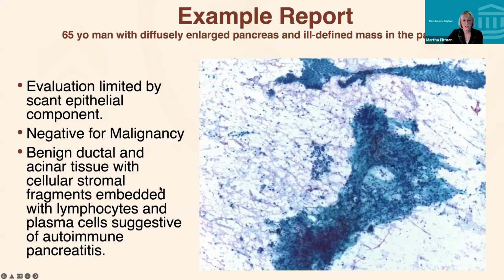Benign ductal and acinar tissue with cellular stromal fragments embedded with lymphocytes and plasma cells. And I would say suggestive of autoimmune pancreatitis, rather than definitive for. It's a difficult diagnosis to make on small tissue specimens, but at least we raise the specter of autoimmune pancreatitis, which allows the clinical team to treat the patient with steroids to see if there's a response.